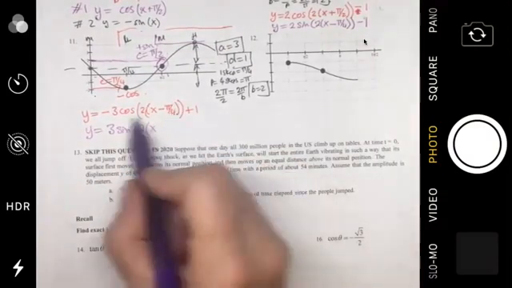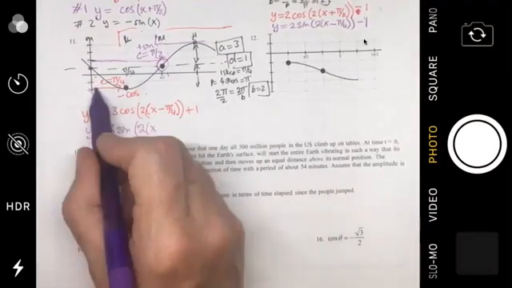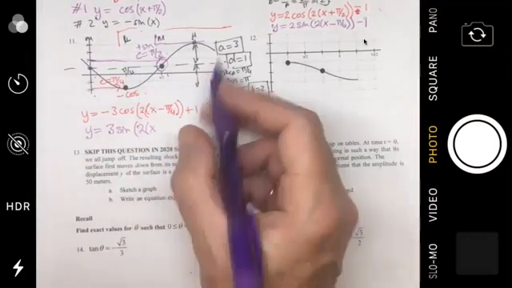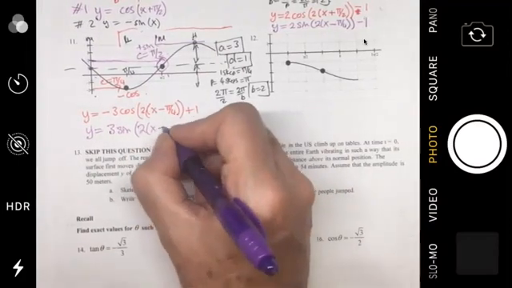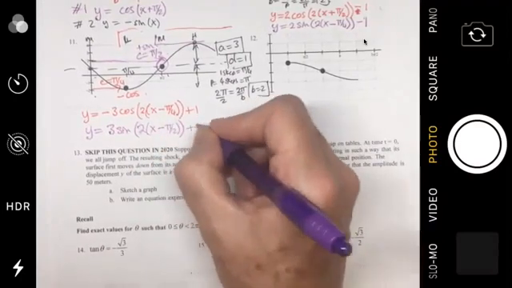The only thing that'll be different between these is this horizontal shift. That one was shifted pi by 4 to the right. This one shifted pi by 2 to the right. So to the right, so you're subtracting. Close both parentheses plus 1.